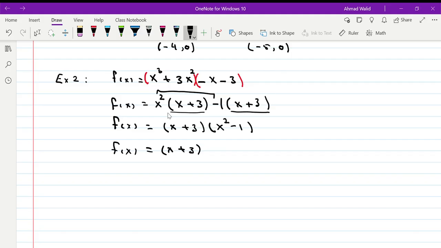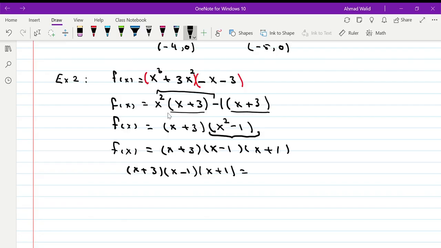If I am a good student, looking at the second parentheses, immediately I know I can factor it again. This is the difference of squares. Then I'll open 2 new parentheses, x minus 1 and x plus 1. Now, to find the zeros, I'll set all these parentheses equal to 0: x plus 3 times x minus 1 times x plus 1 equals 0. From here, x plus 3 equals 0 means x equals negative 3.